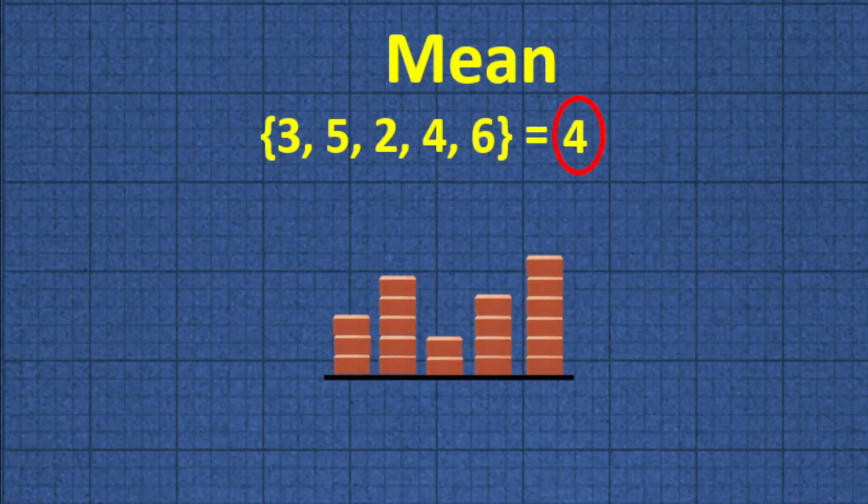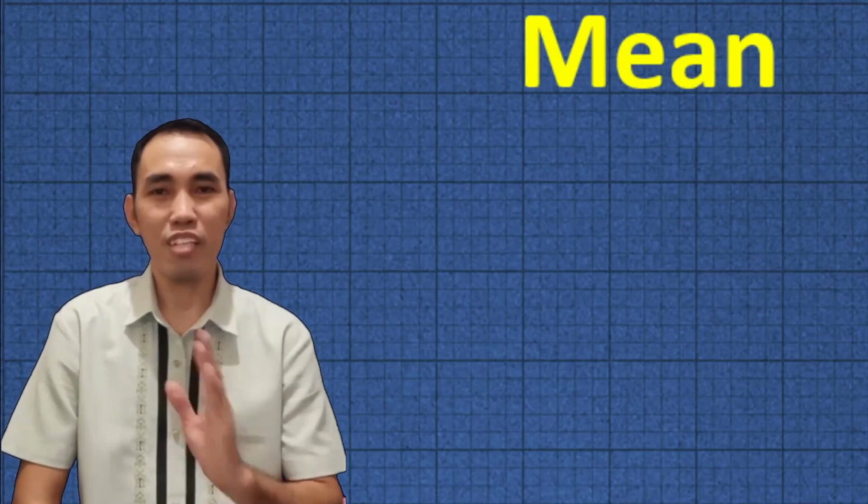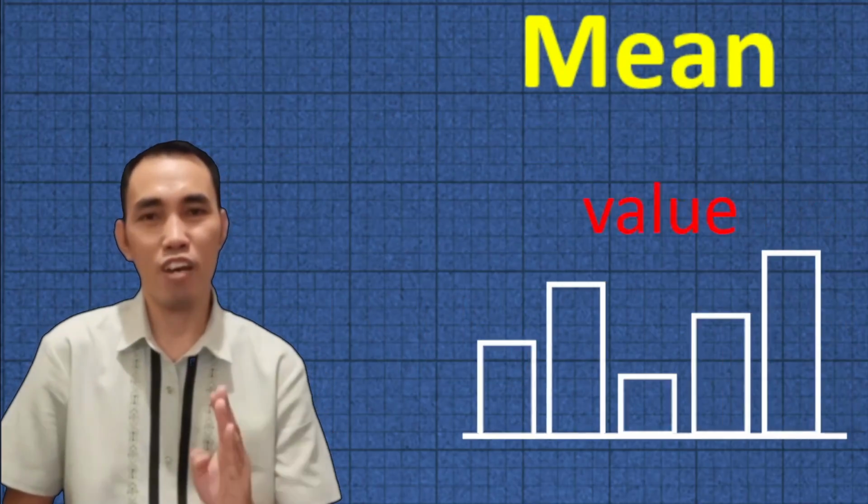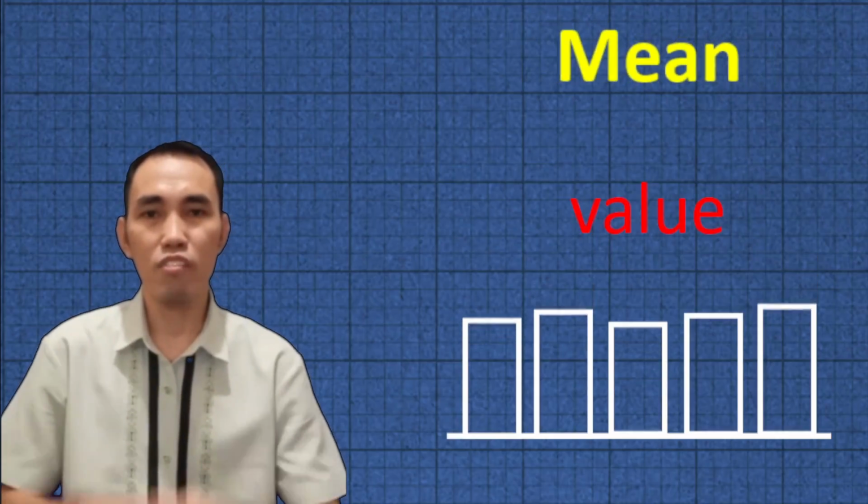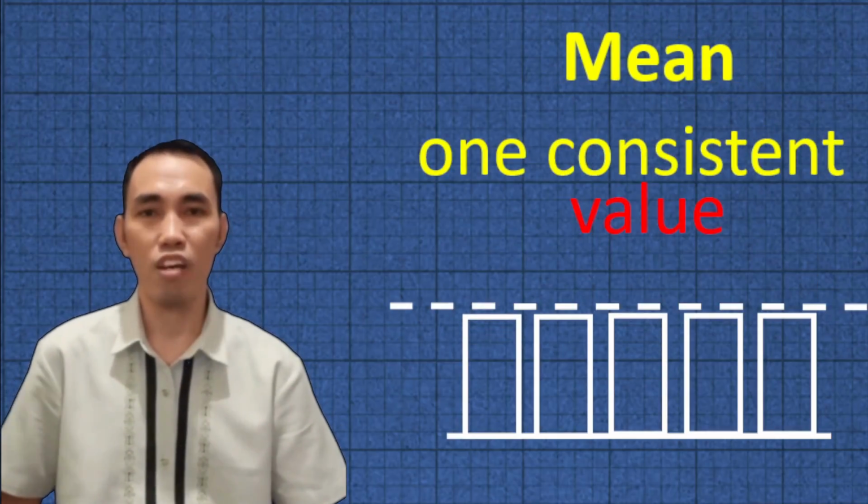In this particular dataset, some of the numbers are greater than 4 and some are less. But if we level it to make them the same number, they would all become 4. So that's the concept of mean. It's the value you'd get if you flatten all the different values into one consistent value.